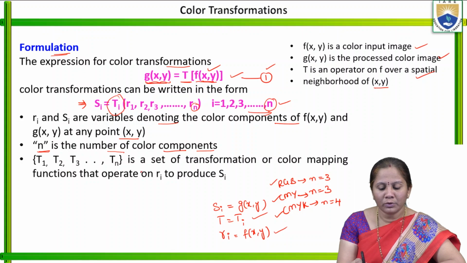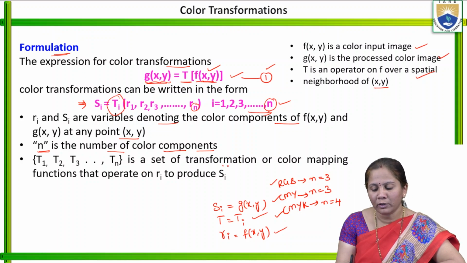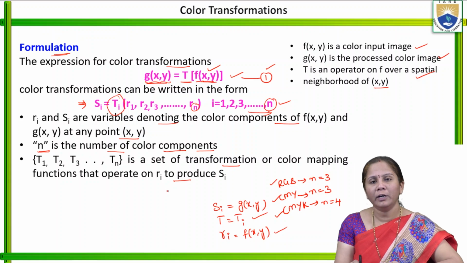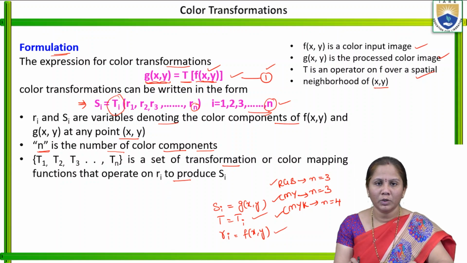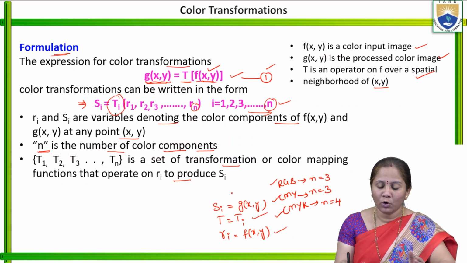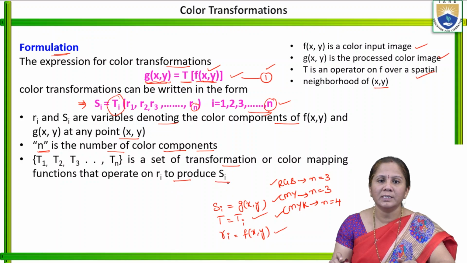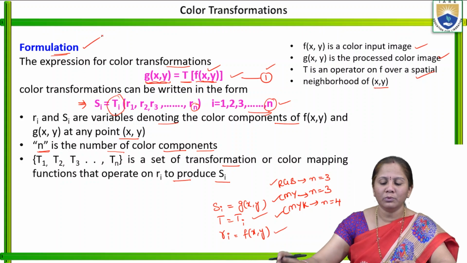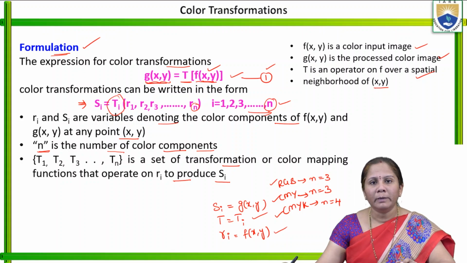So T1, T2, T3 so on Tn, they are the set of transformations or color mapping functions that operate on the input color image Ri in order to get the output processed image Si. So this is how we have to represent and perform color transformation. So these are the formulas that will be used.